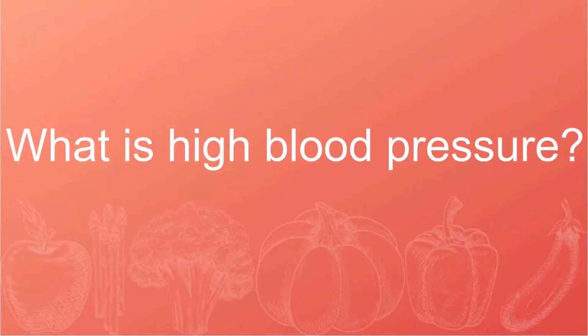So what exactly is high blood pressure? In order to understand what high blood pressure is, we first need to understand what normal blood pressure is. Normal blood pressure is considered anything below 120 over 80. So that is a systolic blood pressure of 120 and a diastolic blood pressure of 80. However, anything above 140 over 90 is considered to be high blood pressure. And anything in between those two numbers is considered at risk for high blood pressure.